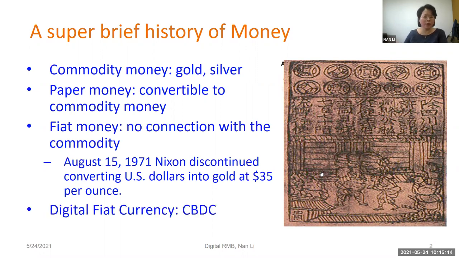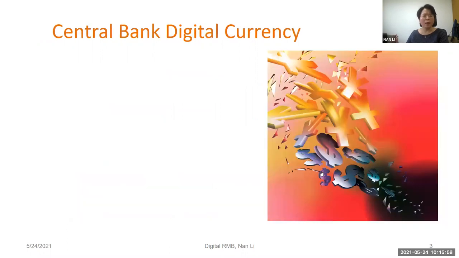And then later on, starting from the internet era, we have seen digital currency, but it is not the same as what I call here digital fiat currency. Fiat currency, from my point of view, should be central bank digital currency, which is issued by the central bank. It is totally different from other digital currencies like Bitcoin or Diem and other types of decentralized digital currency. So what we are going to talk about today is the digital RMB, which is the central bank digital currency issued by China.